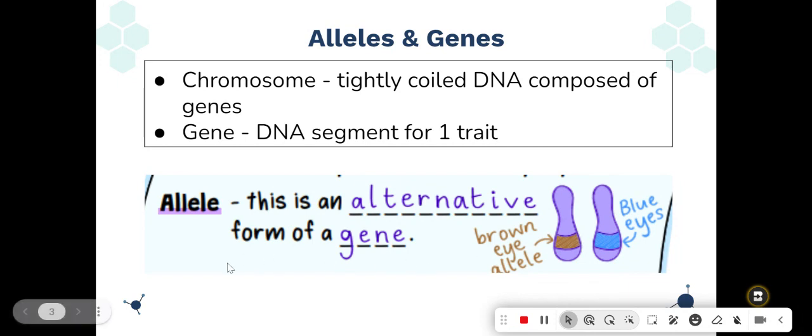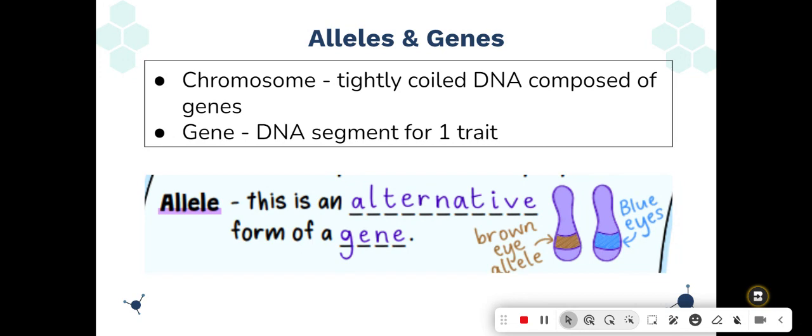A gene is just a segment of the DNA where you can find the coding for the traits that you are looking at. So if you're looking at eye color, there's going to be one gene that you get from the biological father, one gene that you get from the biological mother. Together, those two things are going to make something called a genotype, which we'll talk about later.